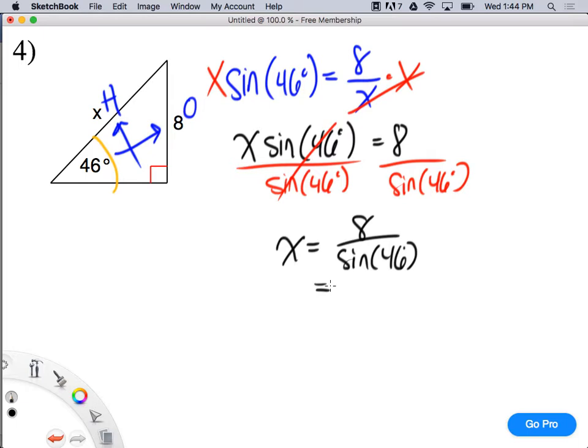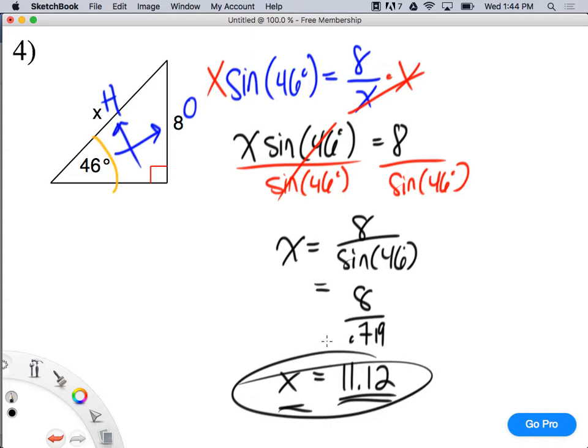Or eight over 0.719, which equals 11.12. So x equals 11.12. And that's my final answer.